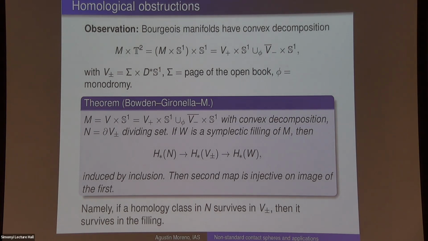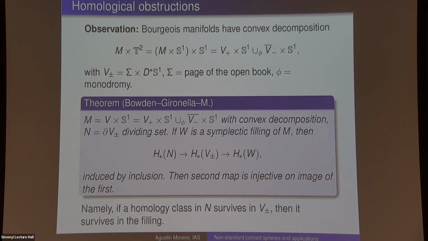So the theorem is that if you give me any manifold of the form V times S1, which is a convex decomposition, so it's S1 invariant, and I look at the dividing set, so the boundary of each of the positive and negative pieces, and if I take any symplectic filling of this manifold, then I have the following claim.